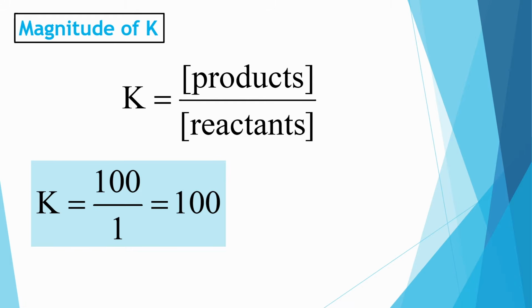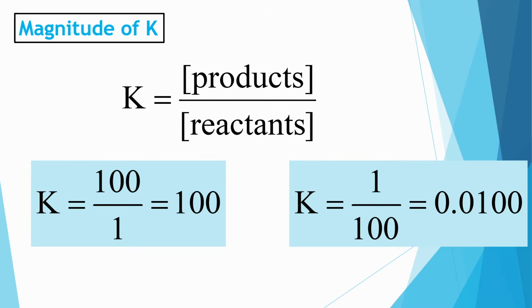In this case, 100 is the product concentration and 1 is the reactant concentration, so the overall value is 100. That's a very large number. So if we ever see a large number for K, we know there are lots of products and few reactants. However, the opposite is also true.